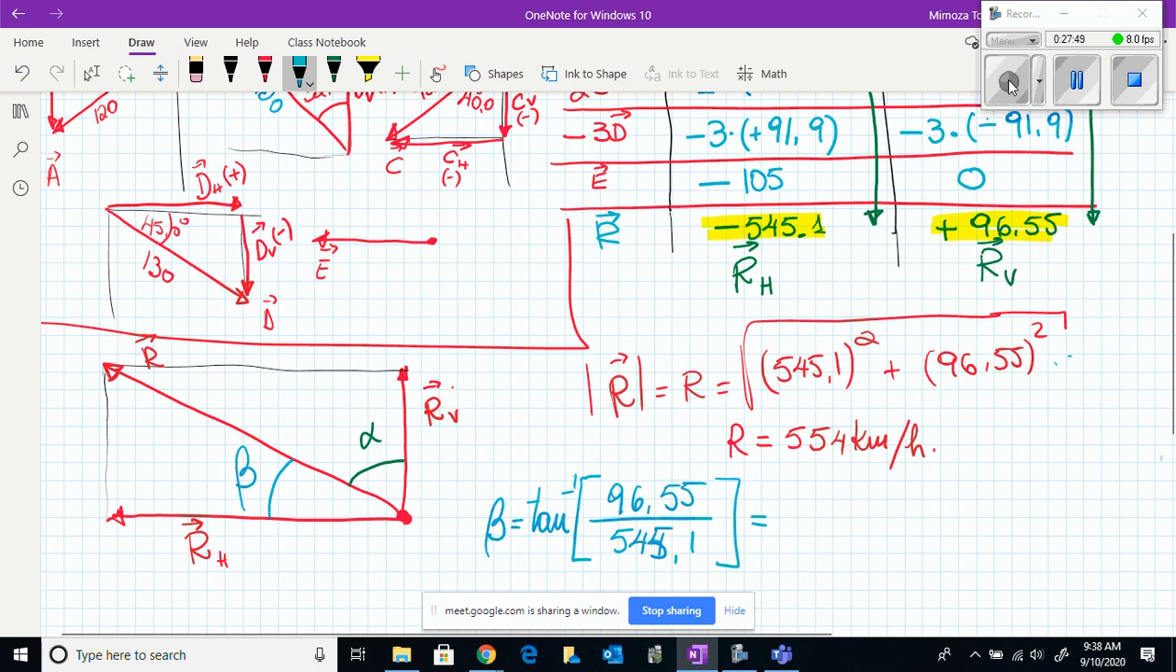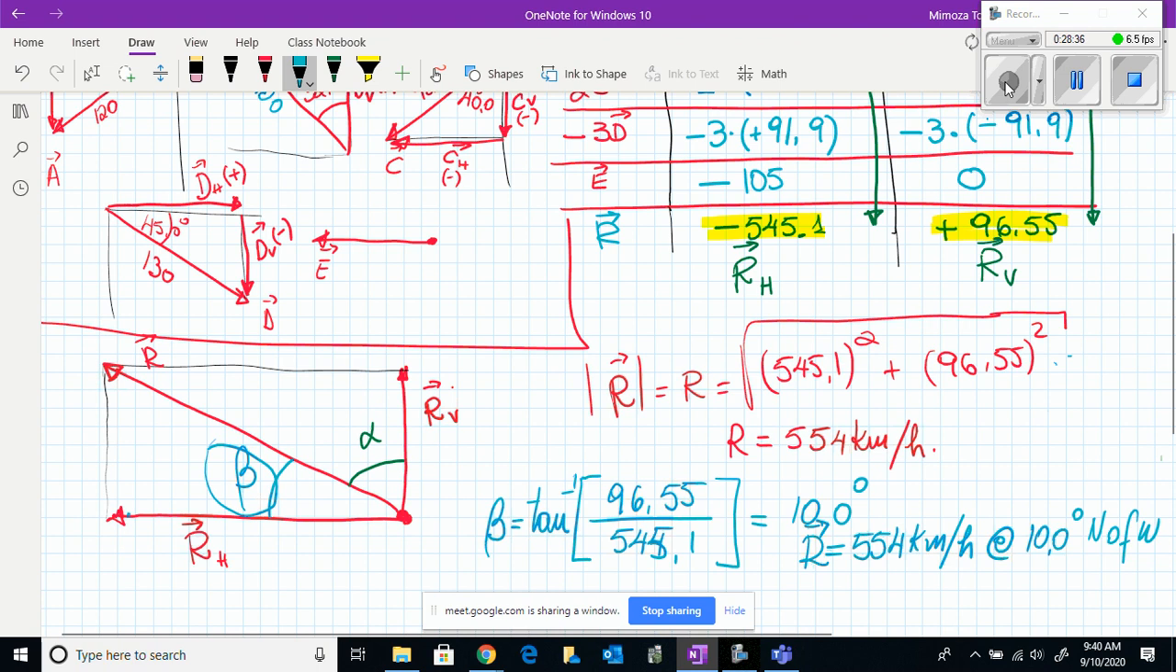So this angle, based on the calculations that I have, is 10 degrees. Since this vector, when I'm dealing with angle beta, is starting from west and going north, the resultant expression will be 554 kilometers per hour at 10 degrees. And I said it's going north starting from west, so it is north of west.